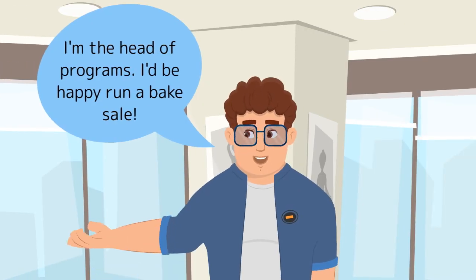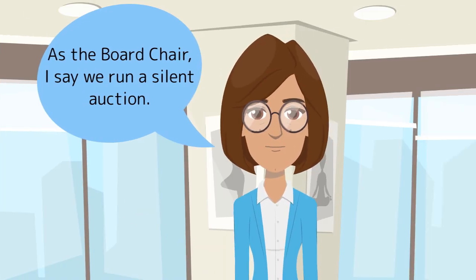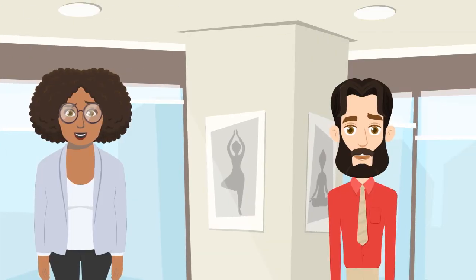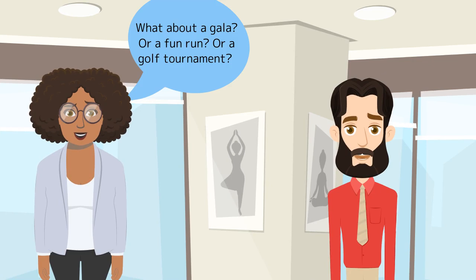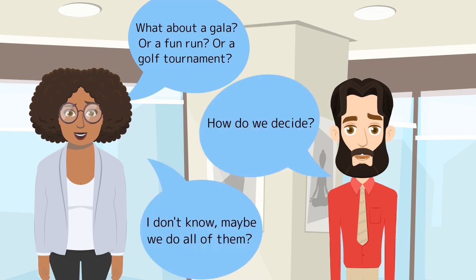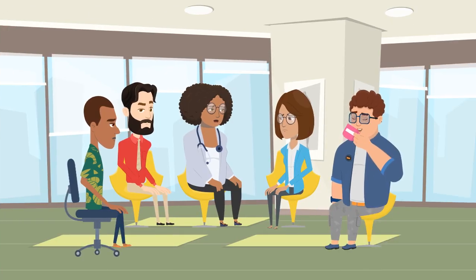I'm the head of programs, so I'd be happy to run a bake sale. As the board chair, I say we run a silent auction. I'm the CEO. I'll ask my rich friends. What about a gala, or a fun run, or a golf tournament? How do we decide? I don't know, maybe we do all of them? With no direction or decision-making, everyone quickly became frustrated and hungry. The group broke for lunch, having accomplished nothing.